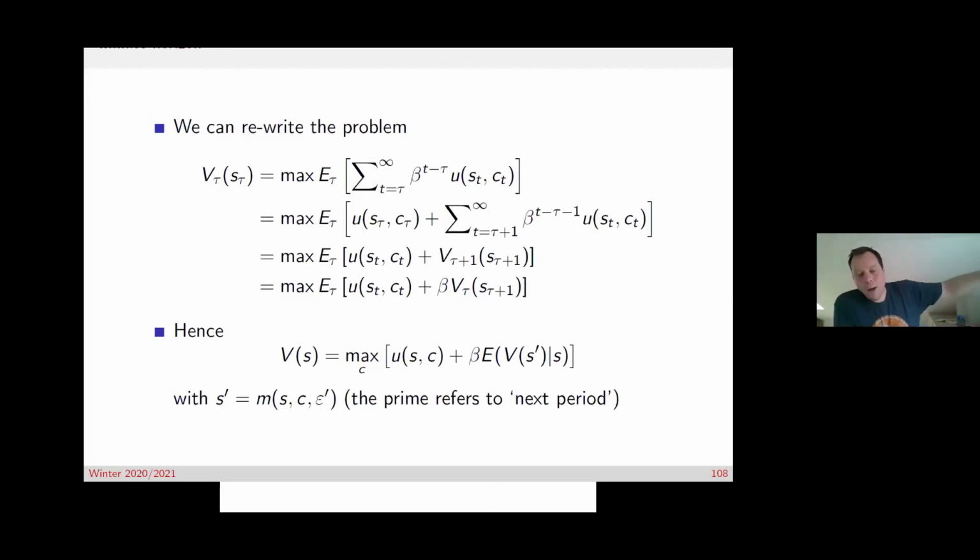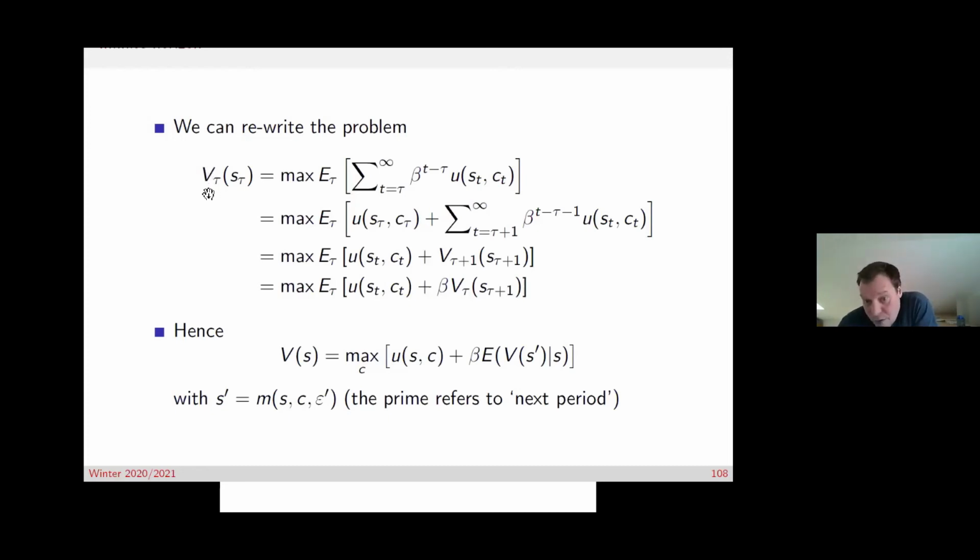If you go back to the exercise, there it was stated that the value function is something like 1/2 to the power of 2 times the state. So you get a different value function for every different point in time. Here, this is not the case.